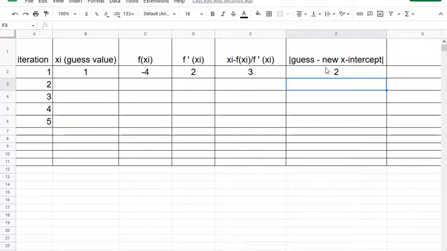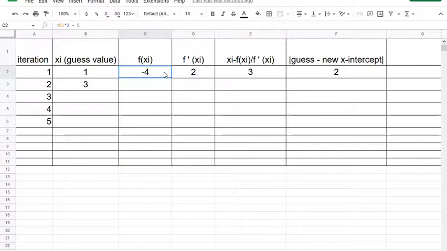Then we know the difference is 2, so we want to go to the next iteration. Remember that in iteration 2, the guess value will be the x-intercept of the previous tangent line, in this case in E2. So we want to type equal E2. And after we put in the initial guess, we want the process to be the same again.